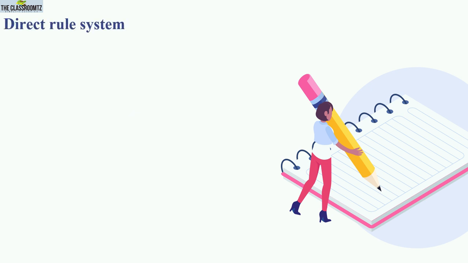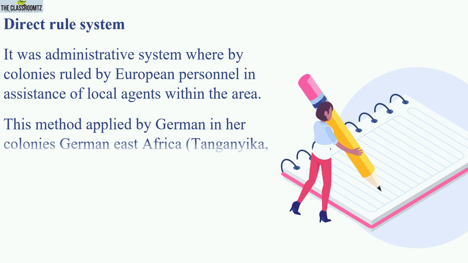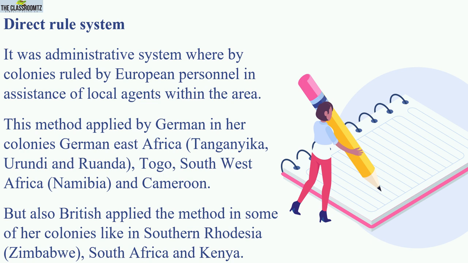So our first administrative system we are going to check is the direct rule system. Direct rule was an administrative system whereby colonies were ruled by European personnel with the assistance of local agents within the area. Direct rule was used by the Germans in their colonies, but the British also applied it in some areas. Direct rule means that Europeans were directly involved in the colonies rather than using other mechanisms. We're going to check the example in indirect rule, where Europeans used the African chiefs.